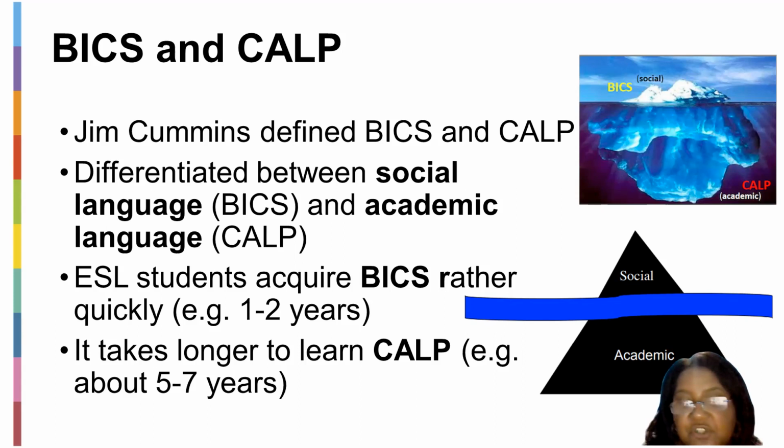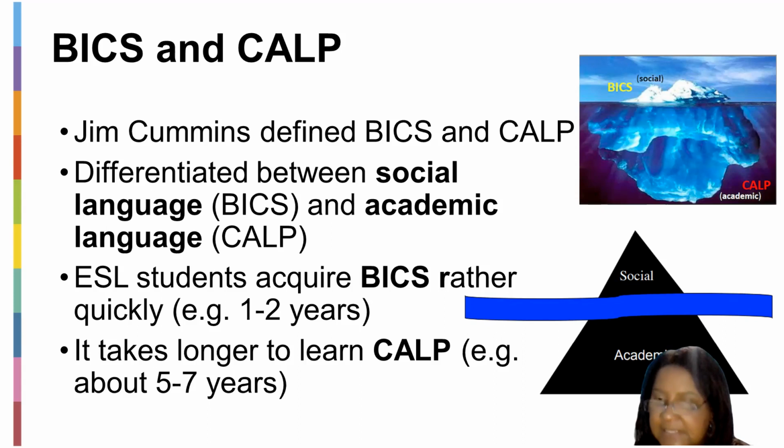So English second language students acquire BICS rather quickly. The social skills they acquire very, very quickly, but the academic, by being able to think critically, abstract thoughts, complexities in language, that they struggle with. And that is what Cummins says. In order for you to become a successful student, you need to have not just the basic interpersonal communication skills, but you also need the cognitive academic language proficiency skills.